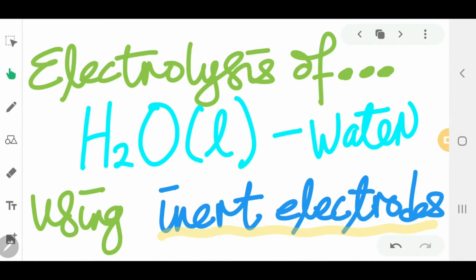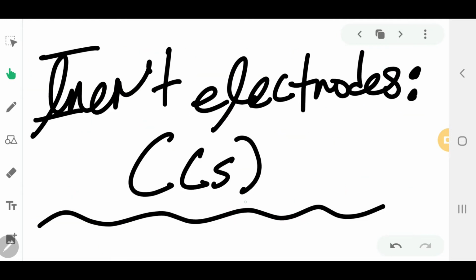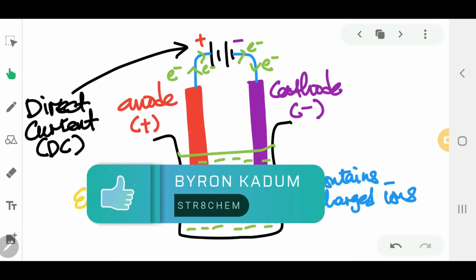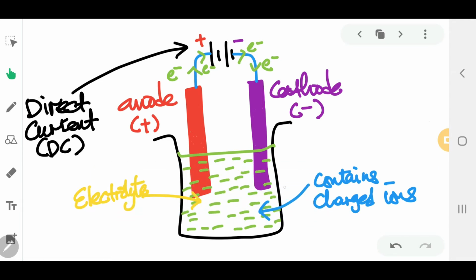Guys, welcome to STR8CHEM. In this video, we're going to look at the electrolysis of liquid water using inert electrodes. Inert electrodes can be solid carbon, or you can even use a platinum electrode. So the first thing that we need to know is how to draw the diagram for this electrolysis.